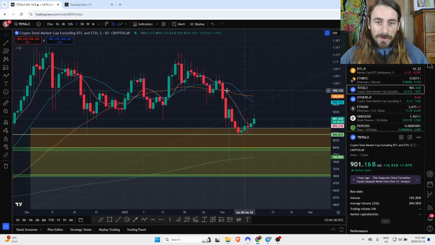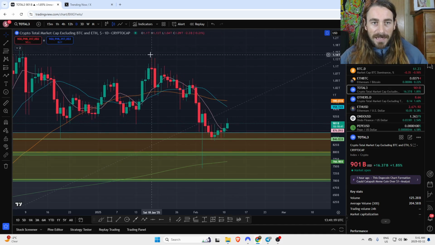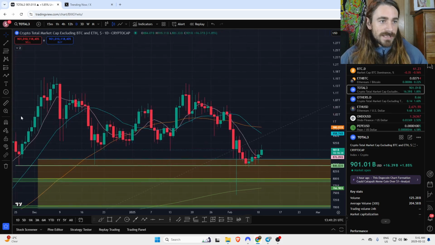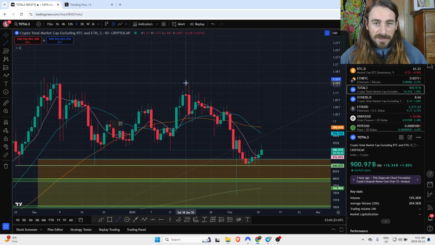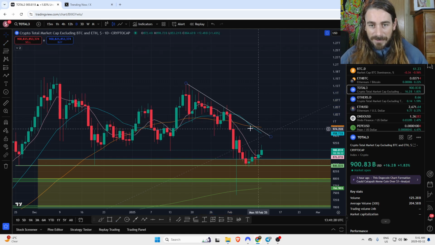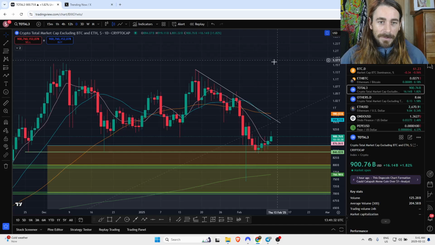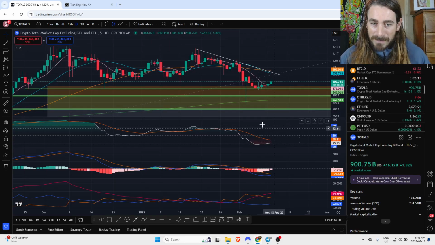Flipping over to Total 3 here. So coming down to our support zone here, wick down, hit the 200-day moving average, bounce back up, bouncing from support. Looking pretty good here. We do see that there's a bit of a downsloping trend line right through here. So expect resistance again where these moving averages are stacked, but Total 3 looks a little bit better than ETH Bitcoin in my opinion.